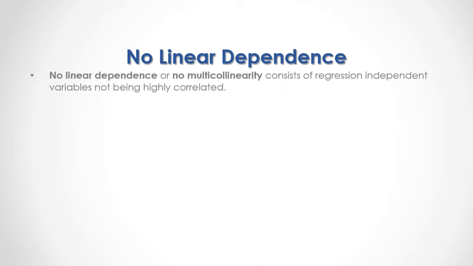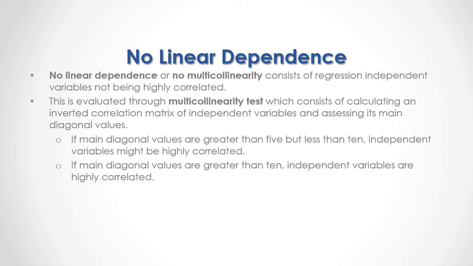No linear dependence or no multicollinearity consists of regression independent variables not being highly correlated. This is evaluated through the multicollinearity test, which consists of calculating an inverted correlation matrix of independent variables and assessing its main diagonal values. If main diagonal values are greater than 5 but less than 10, independent variables might be highly correlated. If main diagonal values are greater than 10, independent variables are highly correlated.